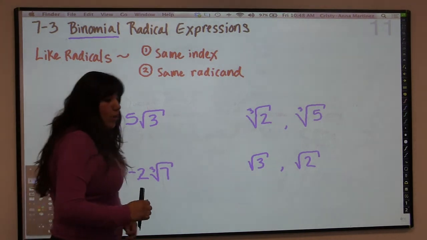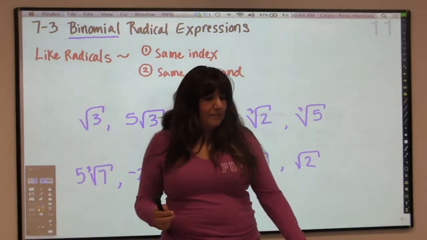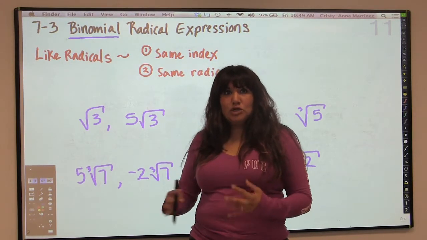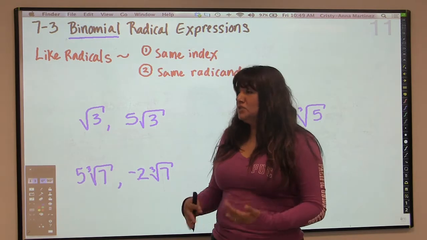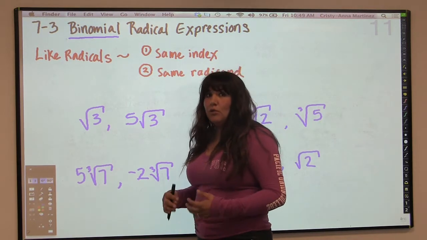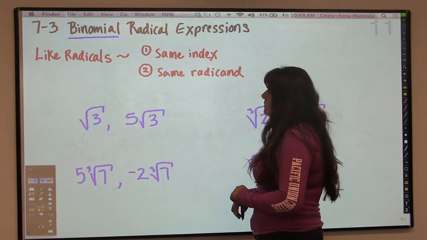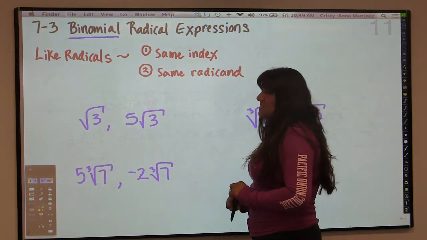We know that when you're solving equations, you can combine like terms. Things like 5x and 2x are like terms because they have the same variable. In much the same way, we have what we call like radicals. And there are two conditions for you to have like radicals. The first is that they have to have the same index.